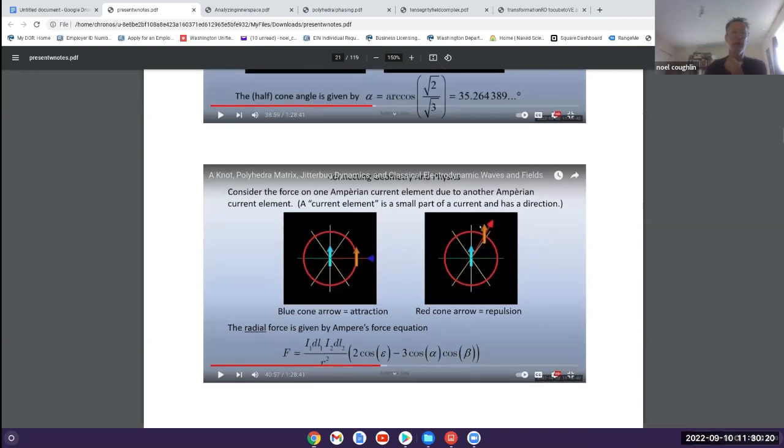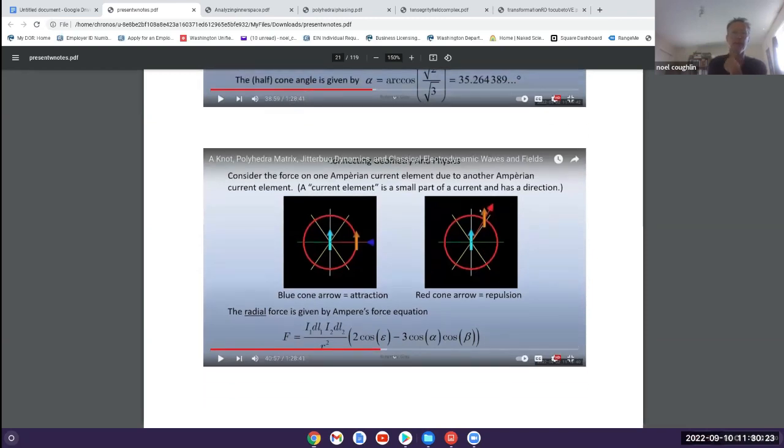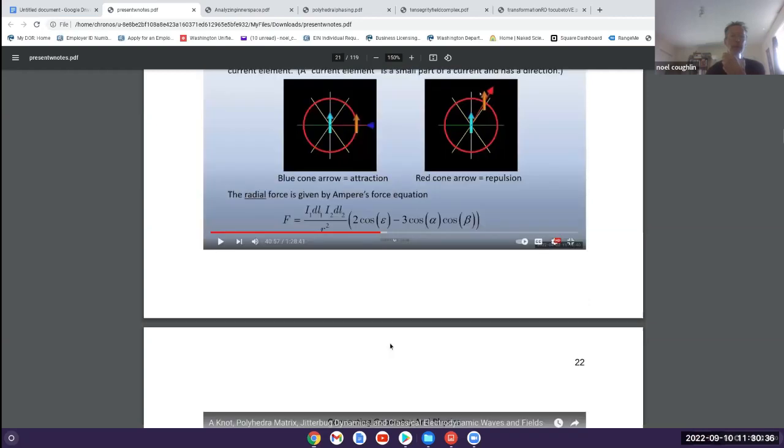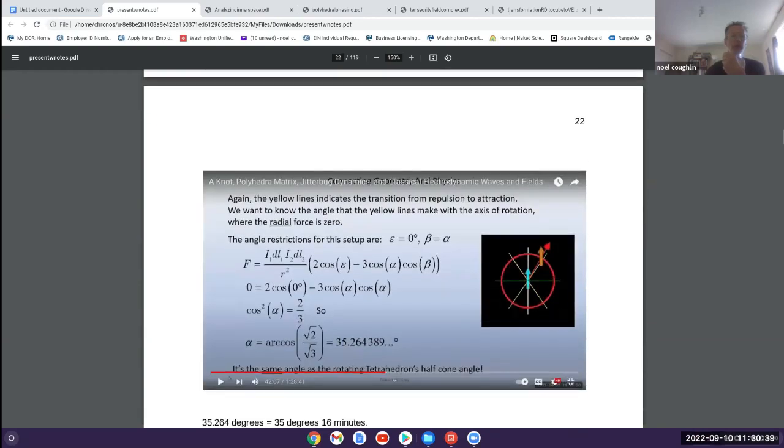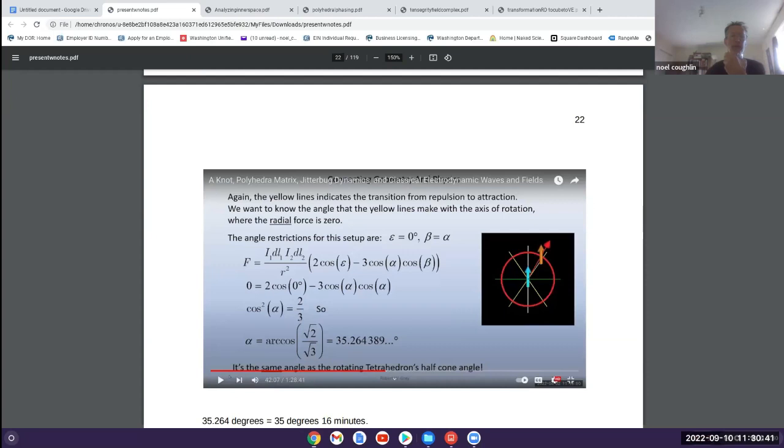He found out that the force of one ampere current element due to another current, I'll slow down. One ampere current element's force upon another has certain attraction and repulsion ratios based on Ampere's force equation. The radial force is given by that equation. The radial force is neutralized when the Amperian currents are at a certain angle to one another, and that angle is 35 degrees and 16 minutes. 0.264 degrees is the same as the 16 minutes.